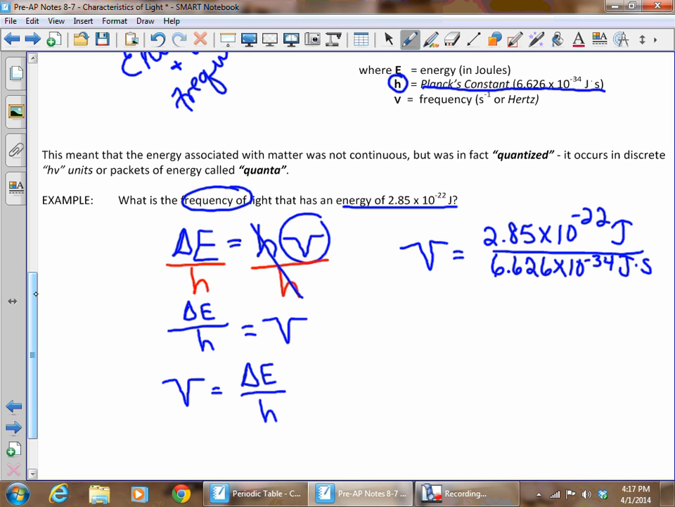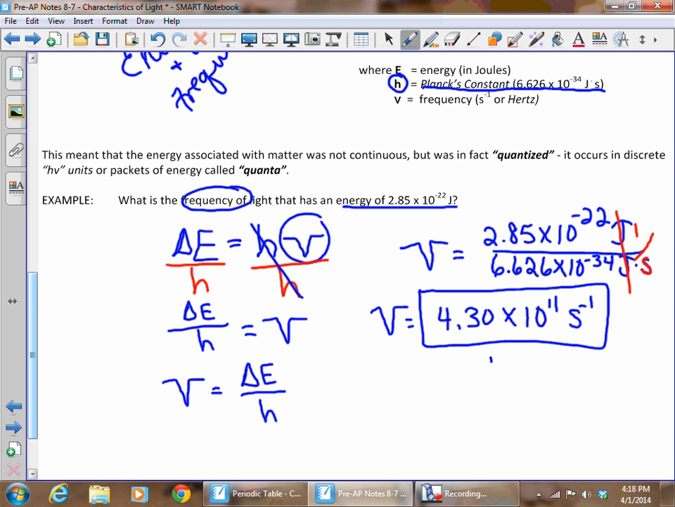Now notice once again, when we cancel, joules cancel, we're left with 1 over seconds, or reciprocal seconds again, which is our frequency unit. When we divide that, we get, this is frequency again, 4.30 times 10 to the 11th reciprocal seconds. And what's the other name for reciprocal second? Yes, hertz. So 4.30 times 10 to the 11th hertz would be another way of representing it that you'll see once in a while. I prefer reciprocal seconds. That's really what I want you to use.